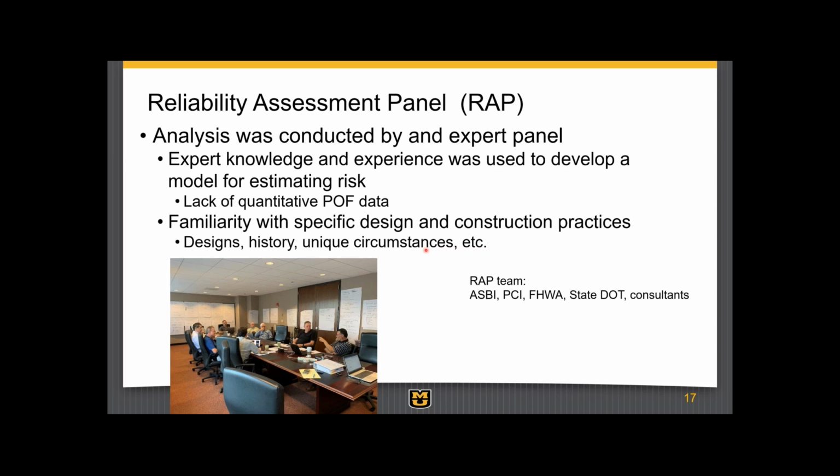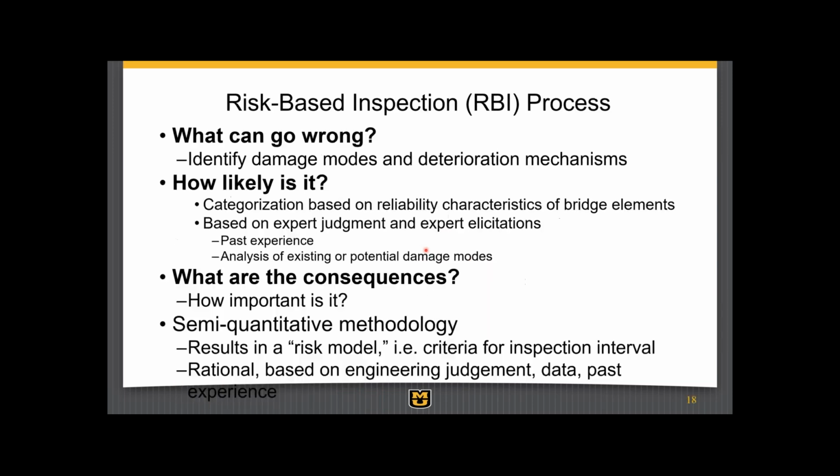The RAP team in this case had representatives from ASBI, PCI, Federal Highways, State DOTs, and some consultants. So it was a good group of folks. They were all experts in post-tension tendons. I'm not an expert in post-tension tendons particularly, but they were, and that's what's important. They're familiar with the design practices, history, and what sort of unique circumstances might have arisen in the past. The idea of the RAP meeting is to gather that together and make an expert model. We follow this same model I mentioned before. What can go wrong? How likely is it to happen? What are the consequences of that?